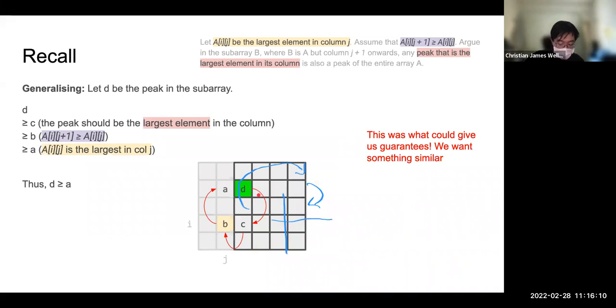So let's recall again the original one in the tutorial, the simpler version. We needed this link. We need to follow this: B is greater than C, C is greater than B, B is greater than A, right?